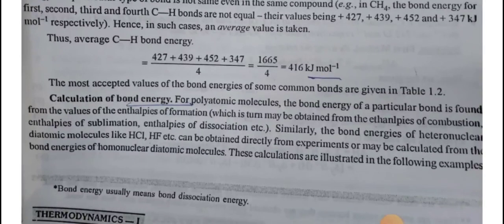Calculation of bond energies. For polyatomic molecules, the bond energy of a particular bond is found from the values of the enthalpies of formation, which in turn may be obtained from enthalpies of combustion, enthalpies of sublimation, enthalpies of dissociation, etc. Similarly, the bond energies of heteronuclear diatomic molecules like HCl, HF, etc. can be obtained directly from experiments or may be calculated from the bond energies of homonuclear diatomic molecules. These calculations are illustrated in the following examples.